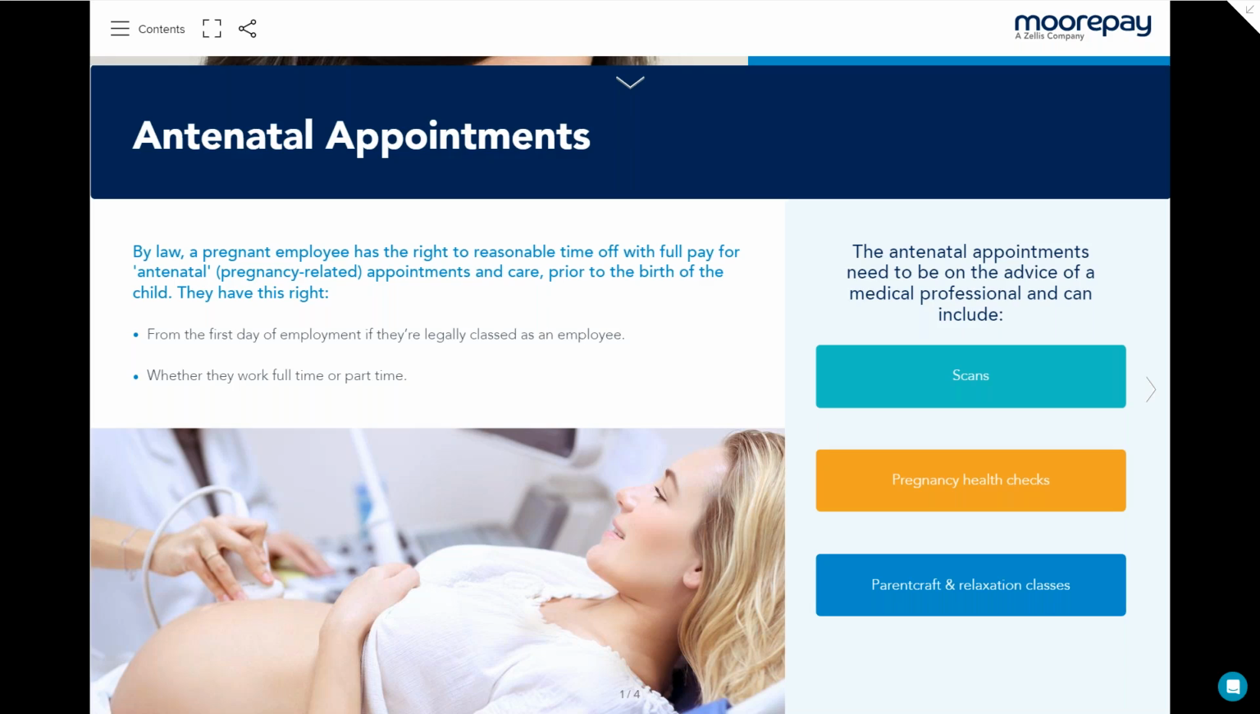If an employee is getting advice to go and have some, maybe, I know people that have had acupuncture because of the pregnancy related sickness, that would then be considered a paid appointment. So it's not just the basic appointments that you would normally expect them to go and see the midwife. It could be other things connected to the pregnancy.